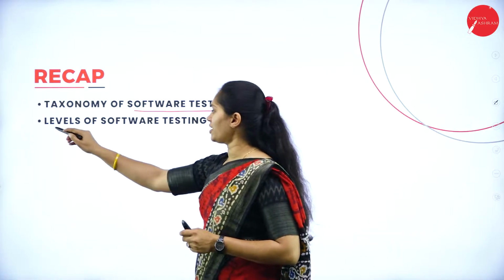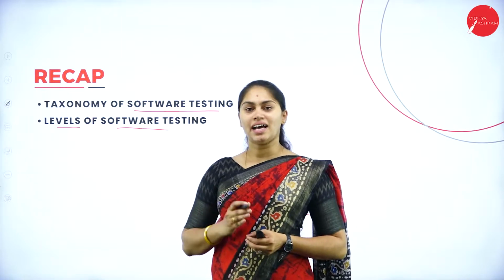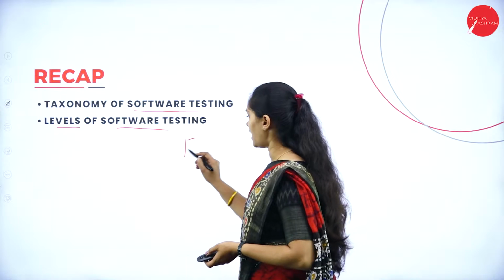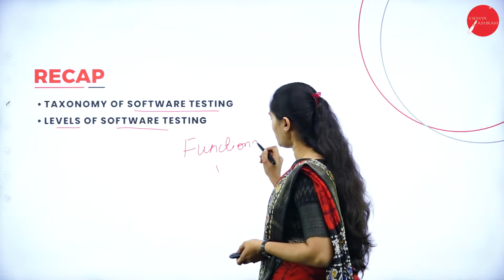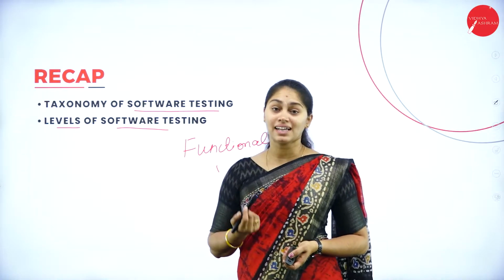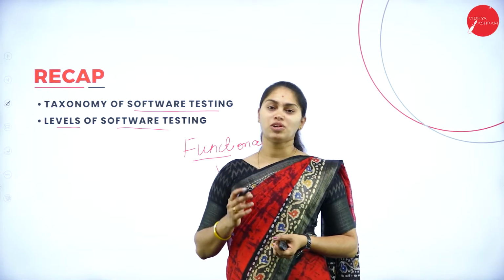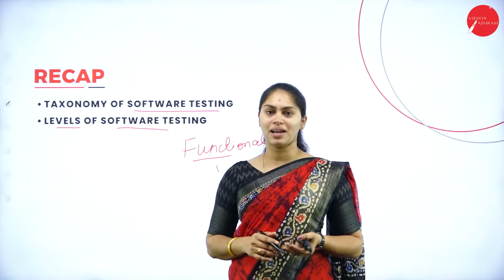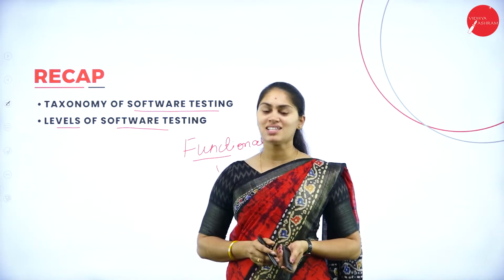And we also got to know the levels of software testing. We have a functional level as well as a non-functional level. Amongst that, we discussed the functional level of software testing. When we are checking for the functionality of the software specification, we call that kind of specification testing functional testing. I also discussed unit testing, integration and system testing, acceptance testing, and alpha as well as beta testing.